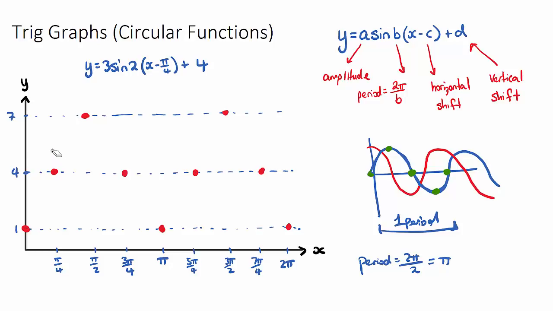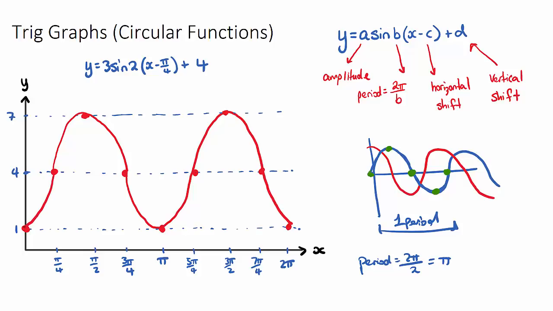Now once I have all of my dots, it's quite easy to draw a circular function. You want to put nice curves, and a way to do nice curves is to connect 3 dots here with a smiley face, and then a frown face, and then a smiley face, and then a frown face, and then half a smiley, half a smiley. And that will be our function, 3 sine 2 of x minus pi on 4 plus 4.